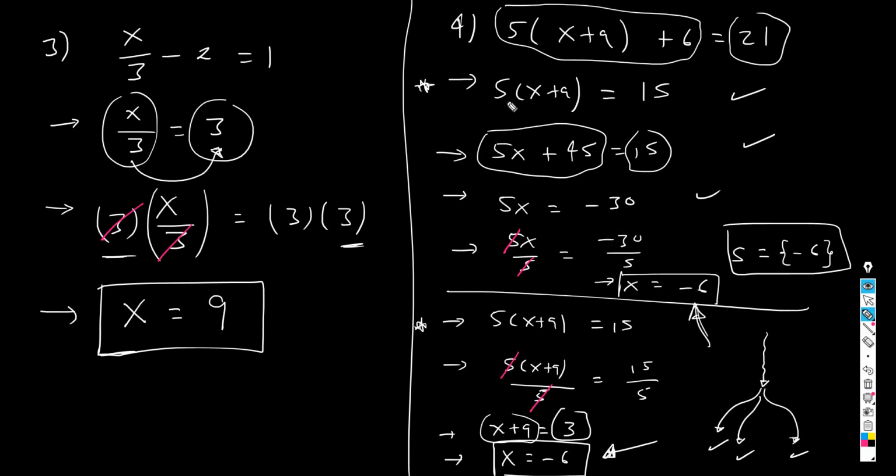For example, in here I multiply 5 times this binomial, I get this, and I continue. And in here what I did is I divided by 5 right away. Which one is better? No one. Not one is better than the other. It's the same thing.